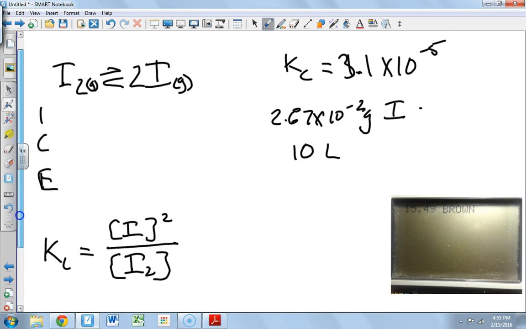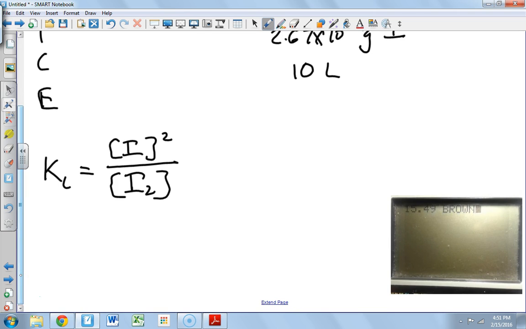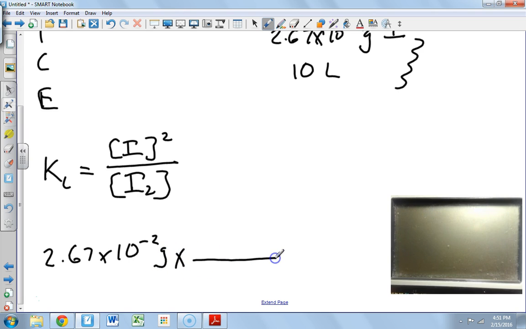Okay, so let's do some math. We need to get to the end value here, the equilibrium value, and that has to be wrapped up in these numbers. So it's 2.67 times 10 to the minus 2 grams. I like to use the X line, which is just setting up a multiplication problem to do your conversion. We're going to convert grams to moles because we want concentration, which is in moles per liter.